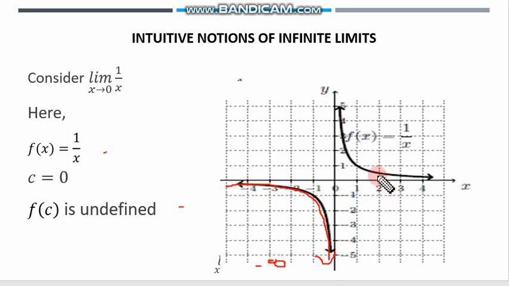While here at the right side, as our graph approaches x equal to 0, the value of f of x, or the y, approaches positive infinity. Therefore, since our limit on the left side is negative infinity while on the right side it is positive infinity, we can deduce that the limit of the function is undefined, or does not exist, since the left side and right side limits are not equal.